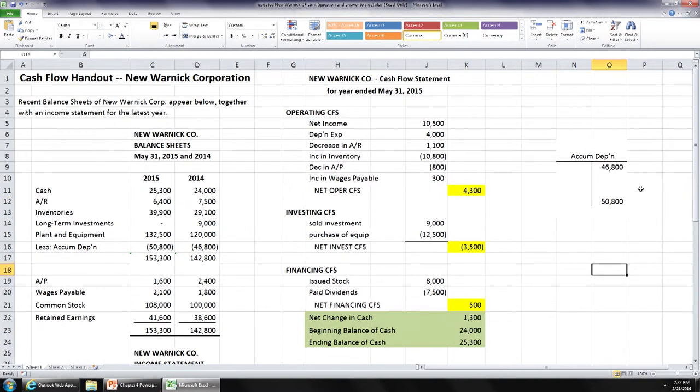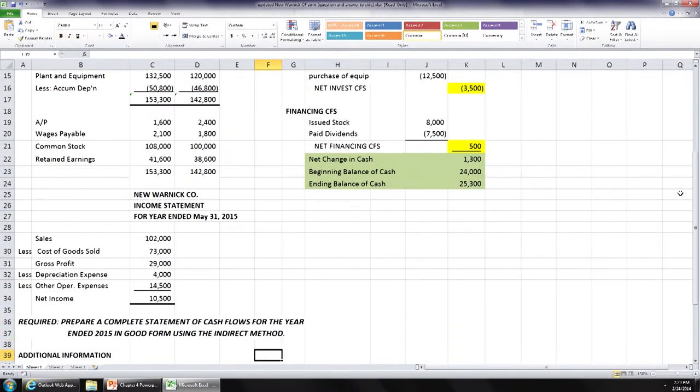Now, when do we credit accumulated depreciation? What sort of transaction causes us to credit accumulated depreciation? Whenever we depreciate, right? Because when we depreciate, we debit depreciation expense and credit accumulated depreciation. Okay. All right, how much was depreciation expense? 4,000. Okay. It tells us right down here, right?